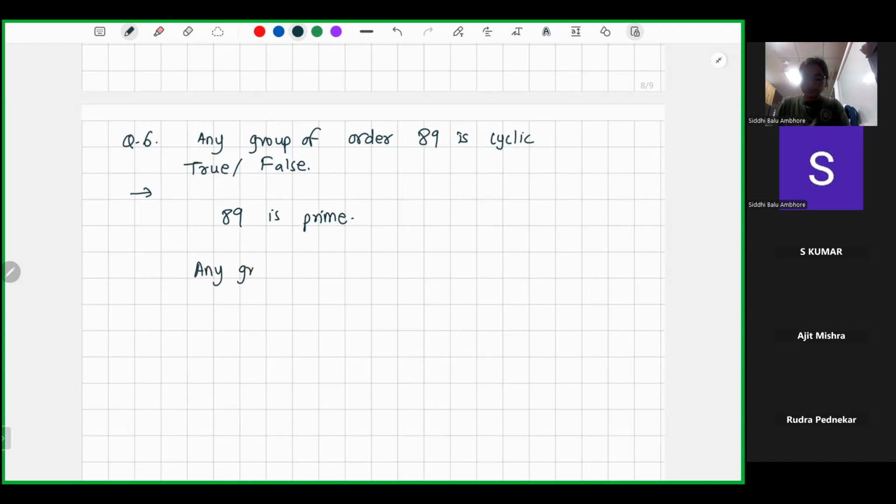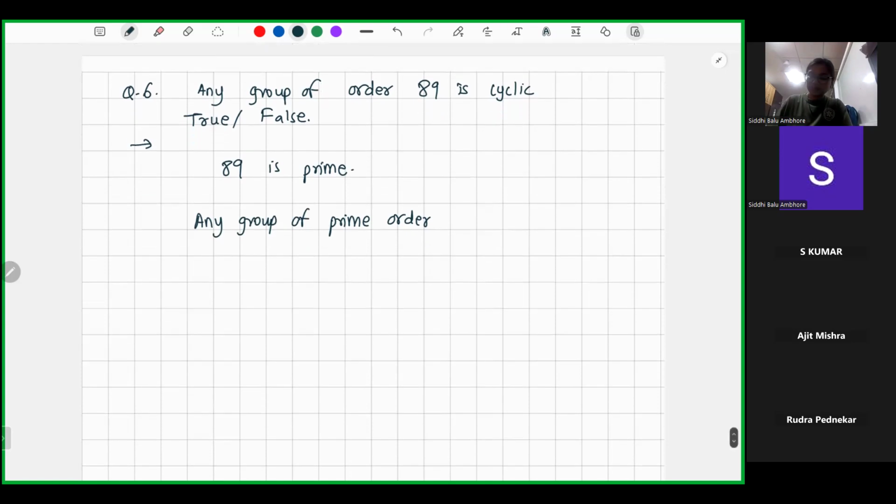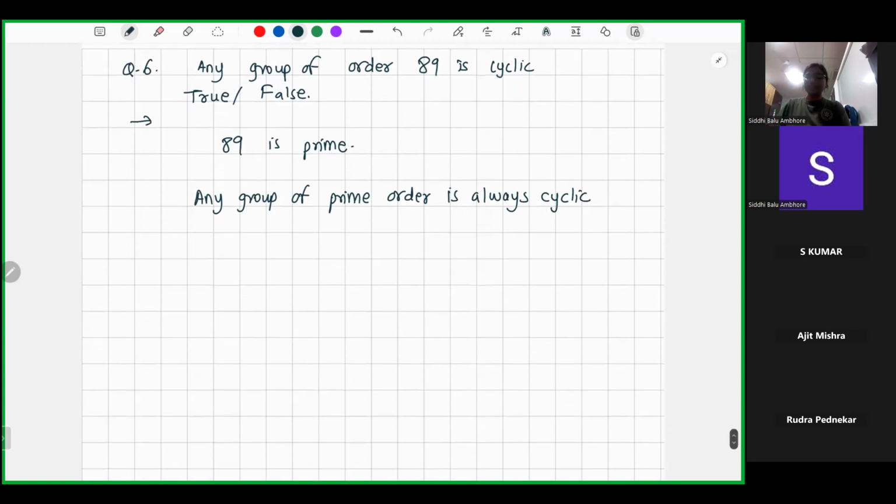Okay. Any group of prime order is always cyclic. So 89 is prime, so this anyway becomes true. So that's why this is true. I hope you all know this, that any group of prime order is always cyclic. You can try to prove this.